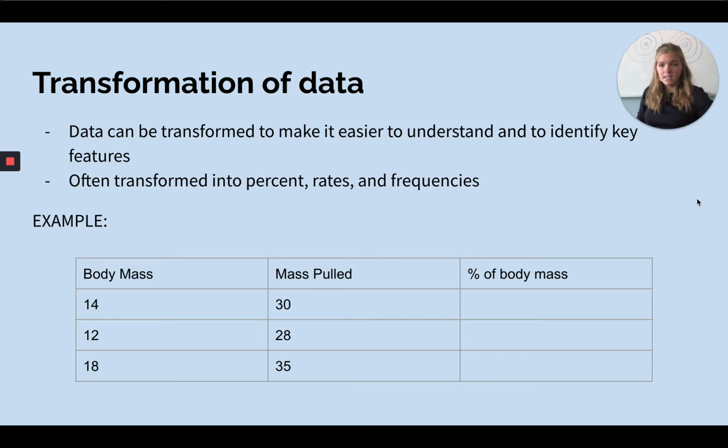So for instance, body mass and mass pulled. So what if your body mass is 14 and you can pull a mass of 30, what percent of your body mass are you pulling? So when we first look at this data table, it looks like, oh, this person can pull the most, they pull 35 mass, and so they must be the strongest, but that might not be true because of the way this data table is set up. So what I'm going to do is shrink this screen a little bit and calculate these so that we can see if that's really true or not.